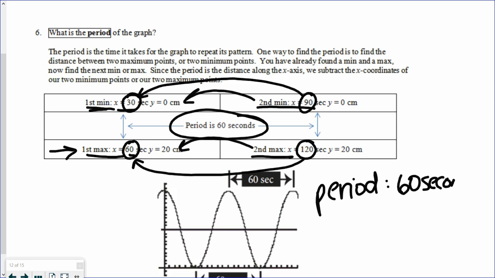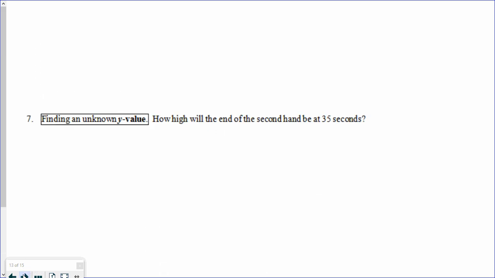And that should make sense, since we previously said the period is the amount of time it takes for it to repeat itself. So the next question says finding an unknown y value. How high will the second hand be at 35 seconds? If you think of a clock, at 35 seconds, it's going to be pretty close to 0, but not exactly 0.